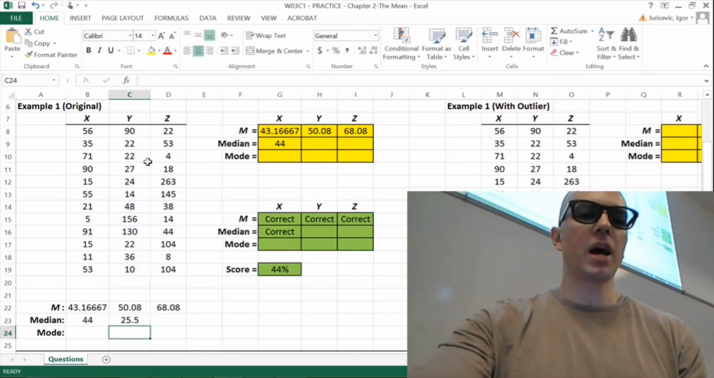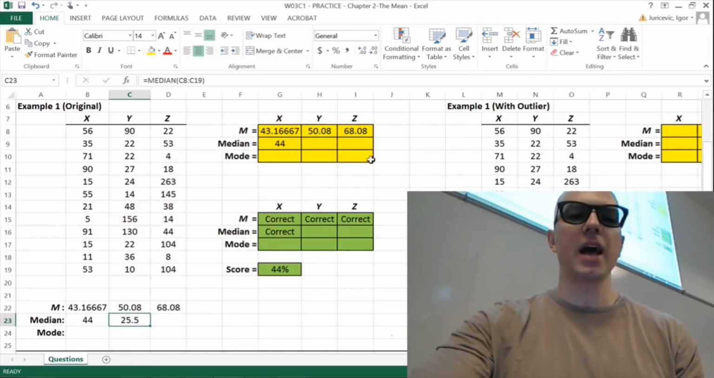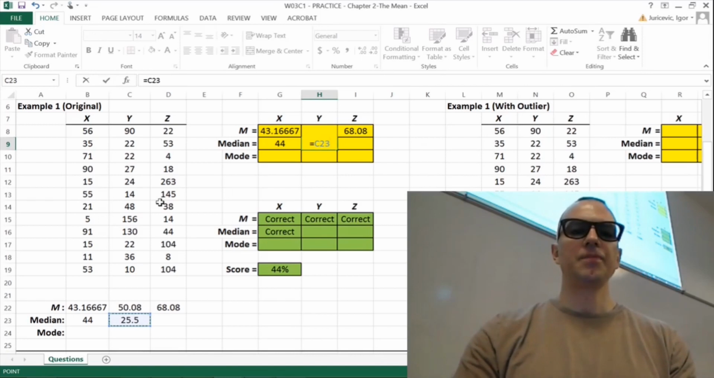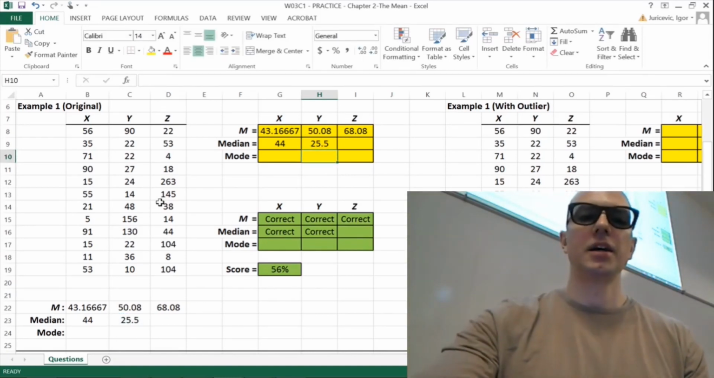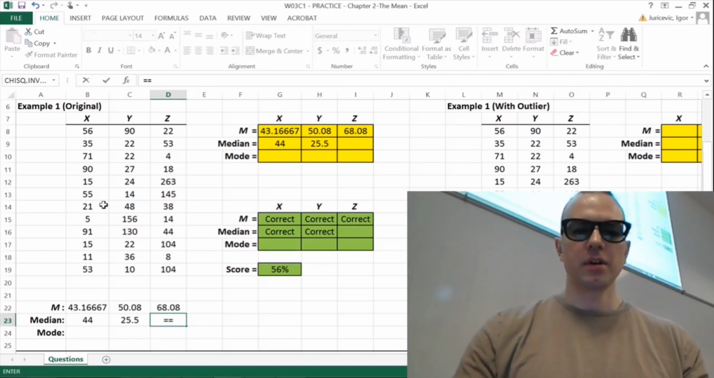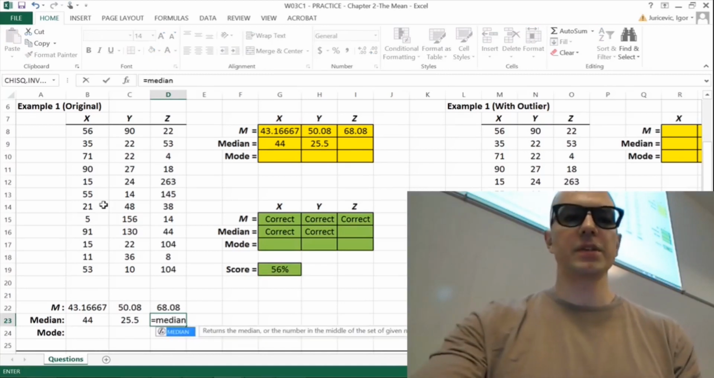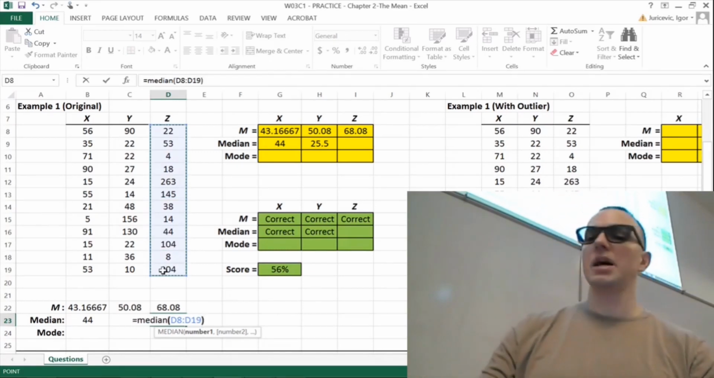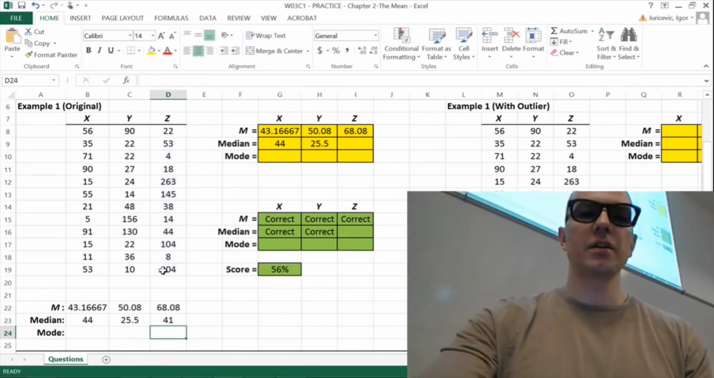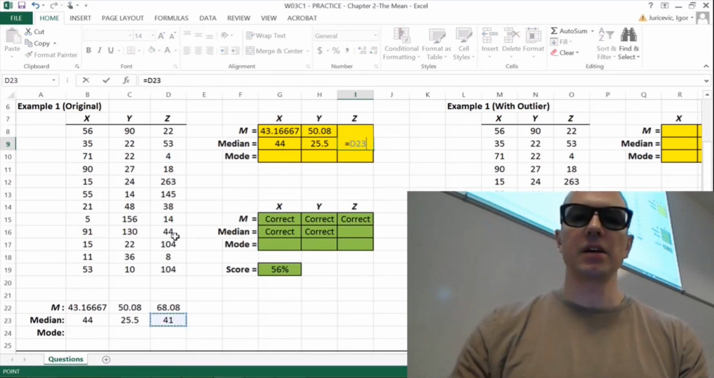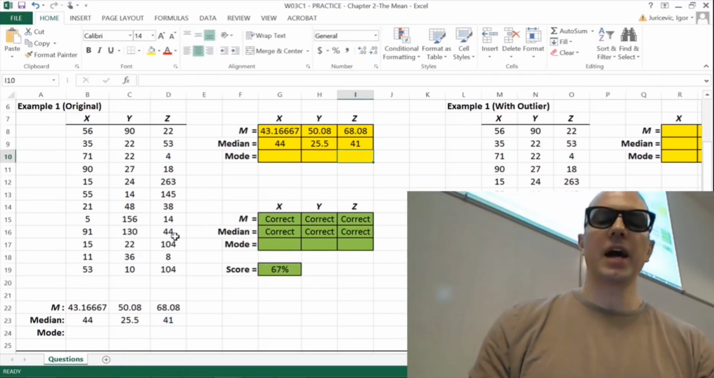We find that for y, we have a median of 25.5. Pop that into our answer cells using the equals function, and we have that one correct. And then once more, we have equals, median, open parentheses, highlight those cells, close those parentheses up. We hit enter. The median for z is 41. Pop that into our answer cells, and we see that we have that correct.